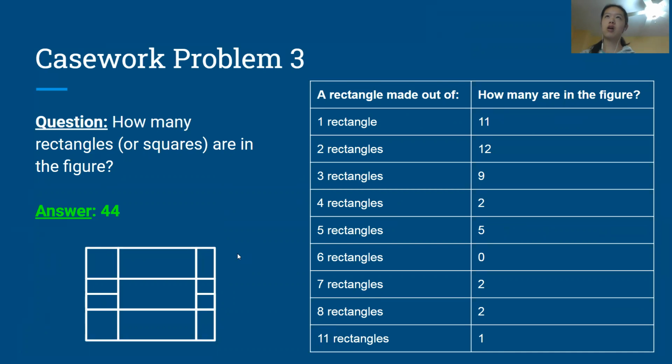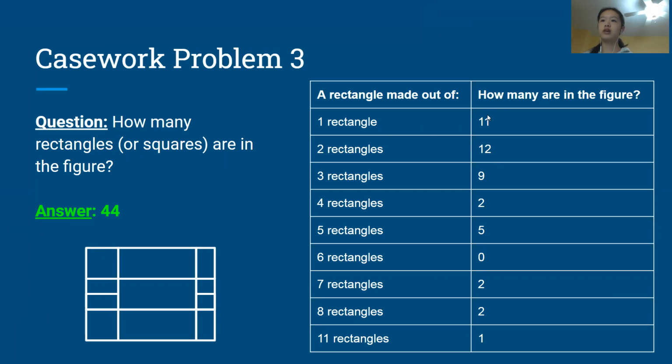On the quiz, you will have some simpler casework problems as well as some harder ones, just to give you a mix, to expose you to both types. For this one, it would be better to do it on a paper test than an online test. It would be a good idea to make a table and list them out and trace the rectangles as you count them so you wouldn't miss any.